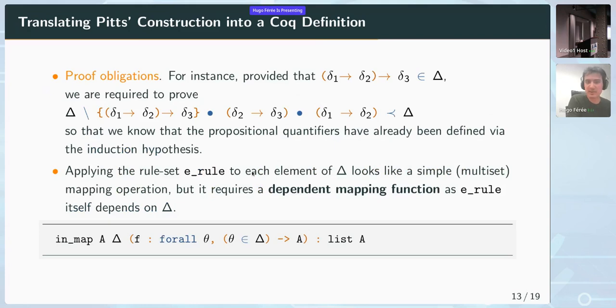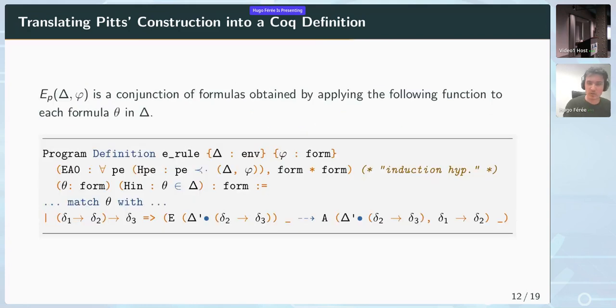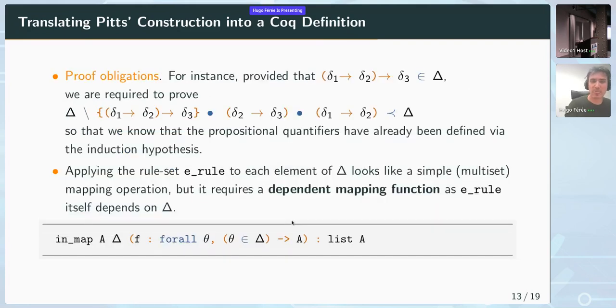Okay, this is just a taste of the definition. And you should notice also the underscores here that are provided by the program scheme. And they actually ensure that you only call E and A on inputs that are smaller for the multiset ordering. So typically you have proof obligations of that form. If you have that formula in delta, then you should prove that replacing that formula with those two still satisfies the multiset ordering. So this is all done automatically.